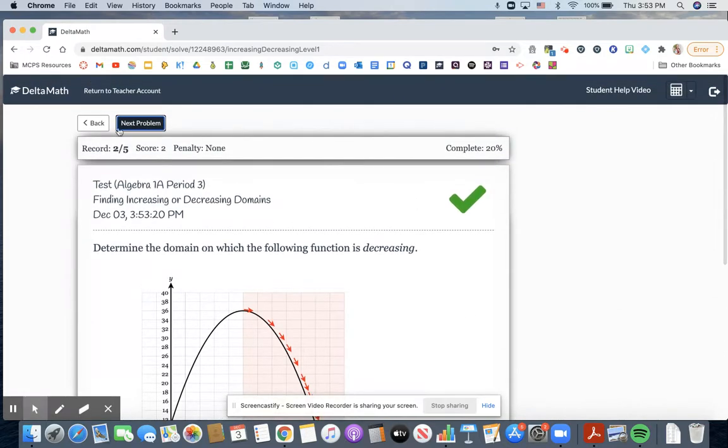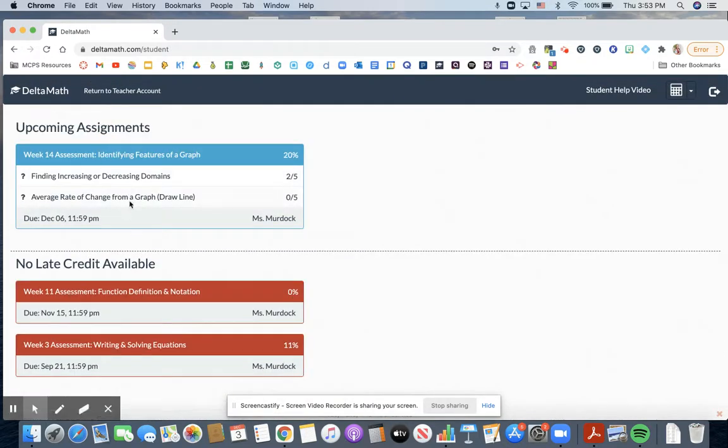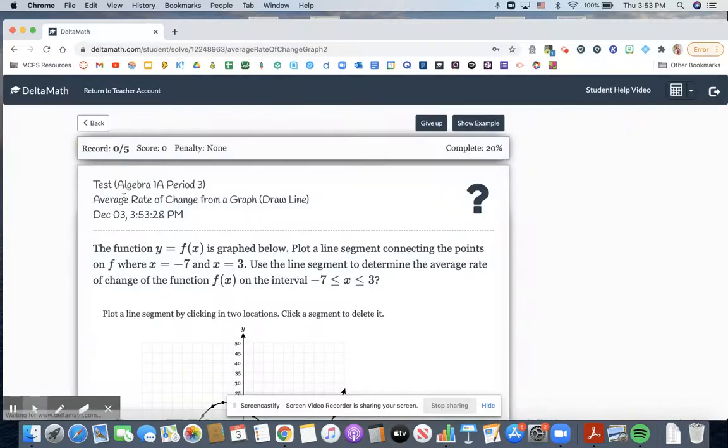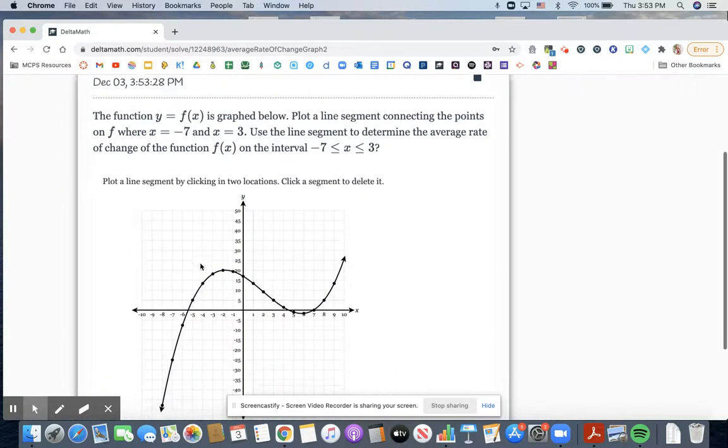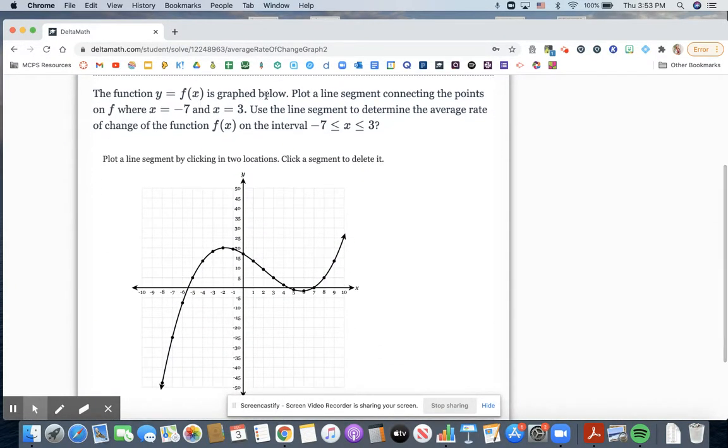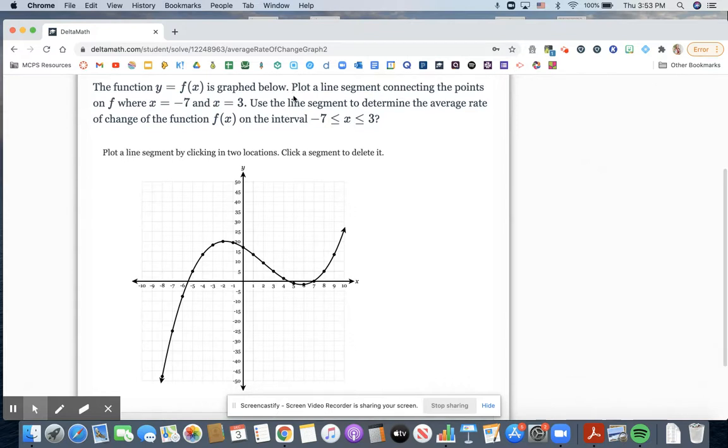All right, now I'm going to go back and do a problem, or two problems, from the average rate of change. This says the function y equals f of x is graphed below. Plot a line segment connecting the points on f where x equals -7 and x equals 3. Use the line segment to determine the average rate of change of the function f of x on the interval -7 is less than or equal to x is less than or equal to 3.